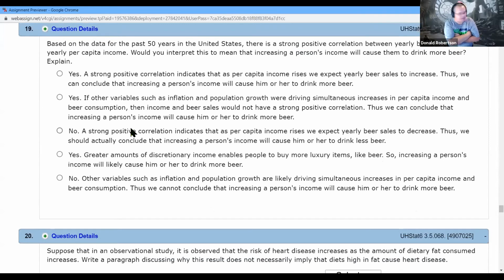Okay, this is our next one. Let's see what's going on here. Based on the data for the past 50 years, in the United States, there is a strong positive correlation between yearly beer sales and yearly per capita income. More money, more beer sales. Okay.